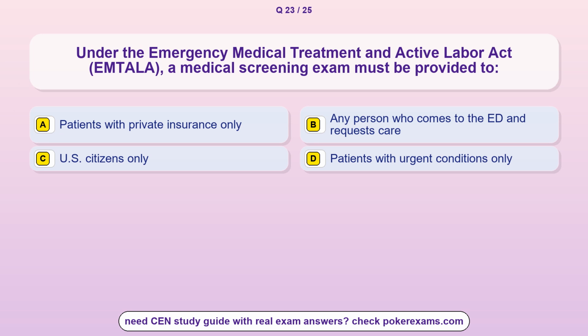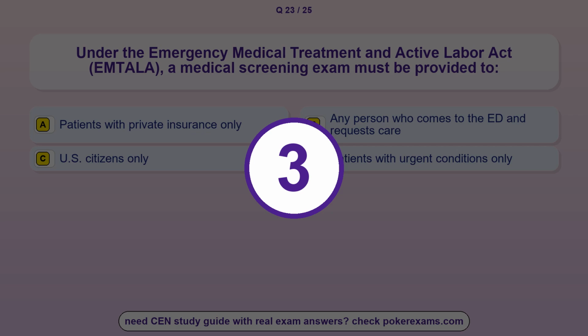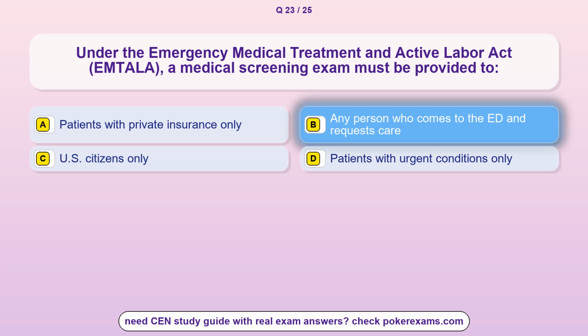Question 23. Under the Emergency Medical Treatment and Active Labor Act, EMTALA, a medical screening exam must be provided to option A, patients with private insurance only. Option B, any person who comes to the ED and requests care. Option C, U.S. citizens only. Option D, patients with urgent conditions only. The correct answer is option B, any person who comes to the ED and requests care.